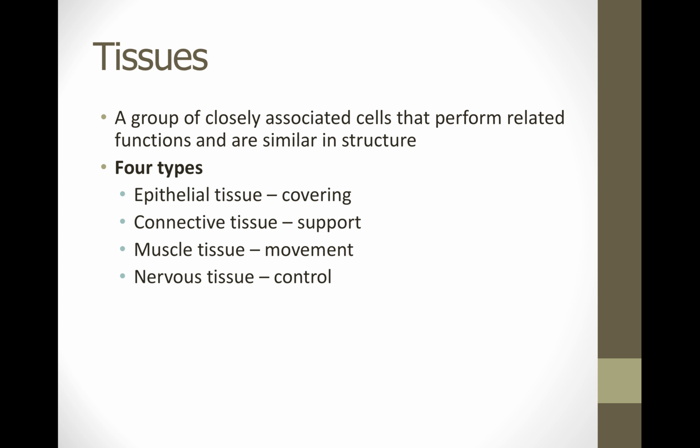So we have 4 different types of tissue: epithelial tissue, connective tissue, muscle tissue, and nervous tissue. Epithelial tissue is typically found as a covering, connective tissue has a supportive role. Muscle tissue's role is movement, and nervous tissue's function is control and coordination of your body activities.